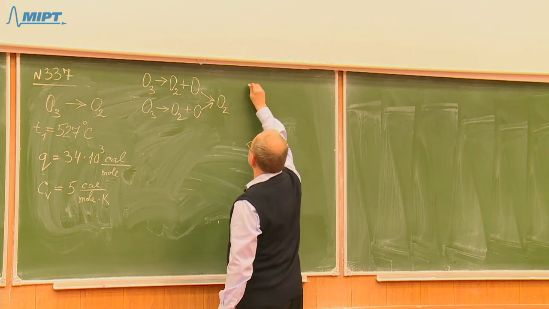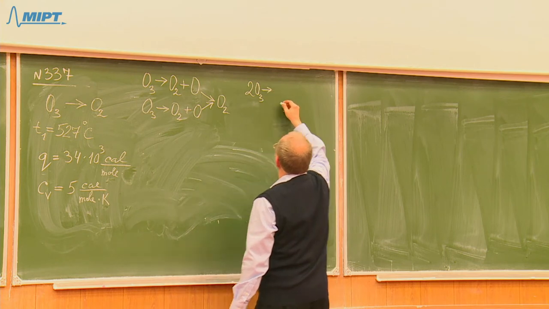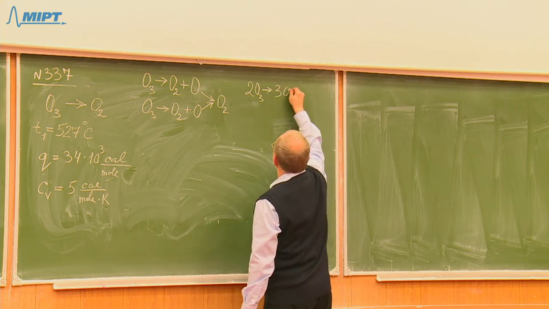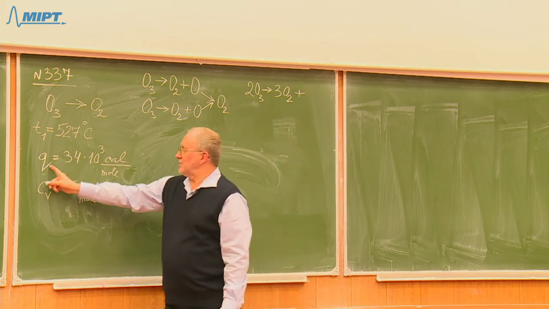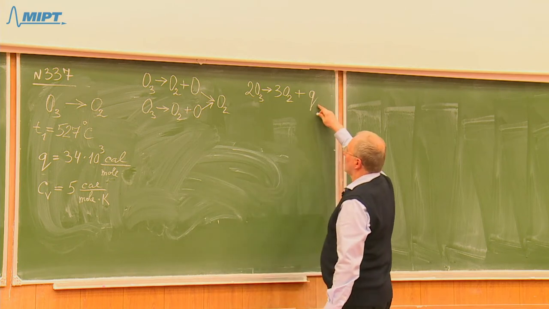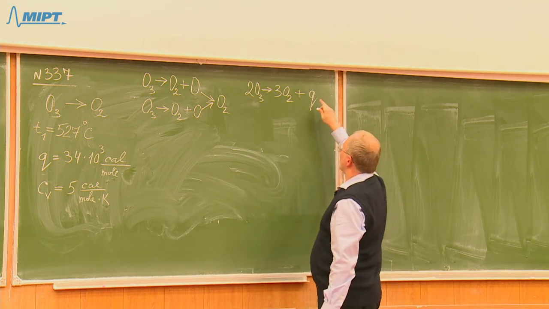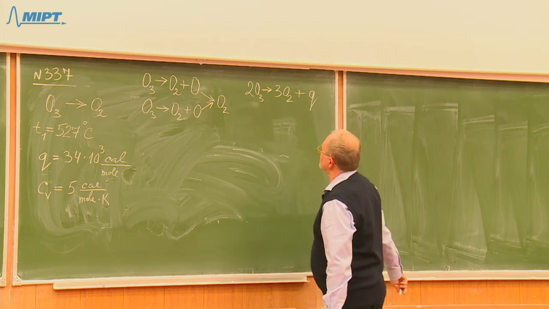And that may be written as 2 molecules of ozone will turn into 3 molecules of oxygen plus that amount of heat energy produced for each mole of ozone.